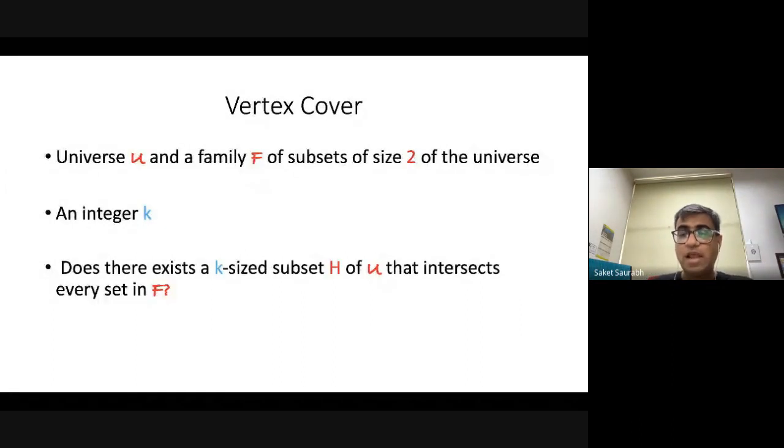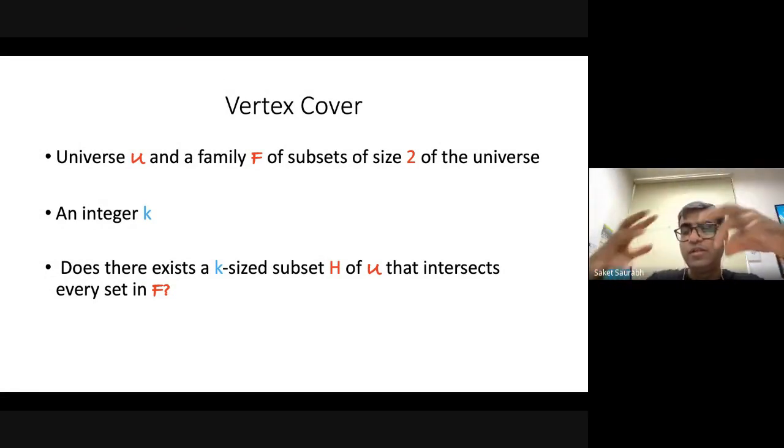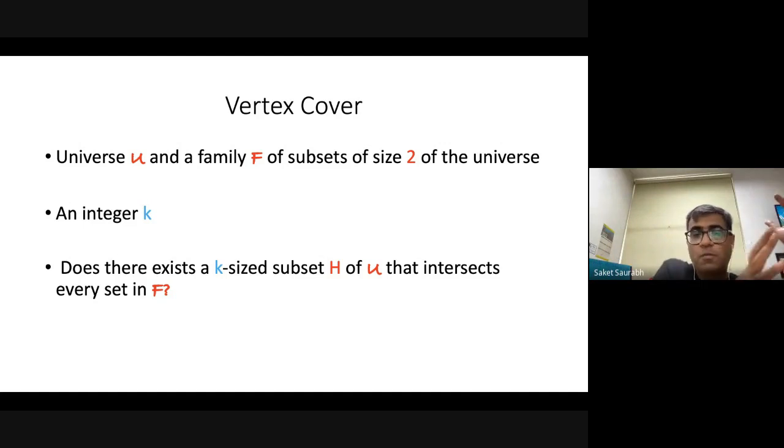Okay, and how do you think of this as a graph? Basically, you think of the universe as a vertex set, and for each member of your family of subsets, it's a two-element set. So you look at those two elements and you put an edge between them. So this is how you can go from a covering problem where the size of every object that we need to cover is 2 to a graph problem.